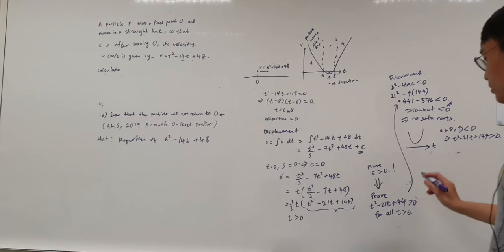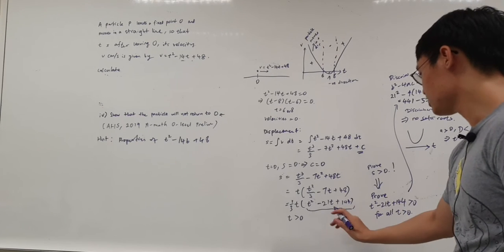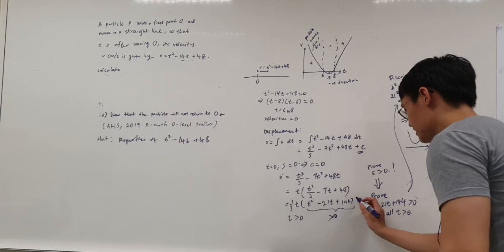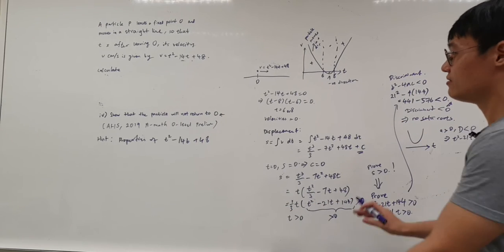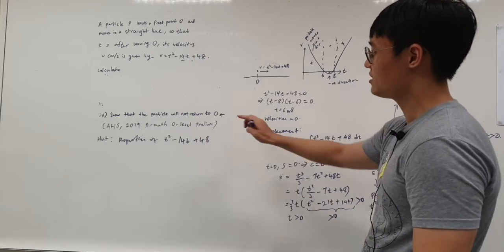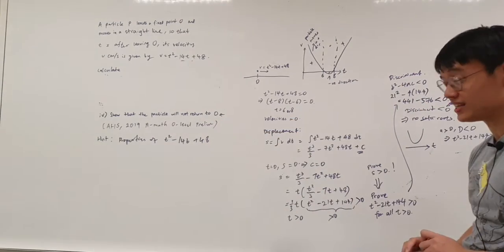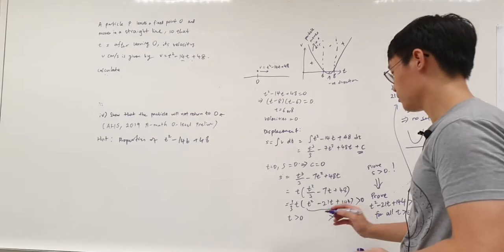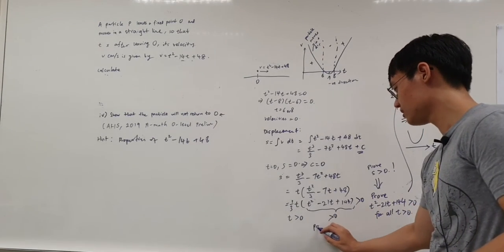Now, since we have proved that this is always positive, this whole thing is therefore always positive. And if this is always positive, that means the particle will always have positive displacement. This shows that the particle will not return to O. And therefore, we have proved the statement.